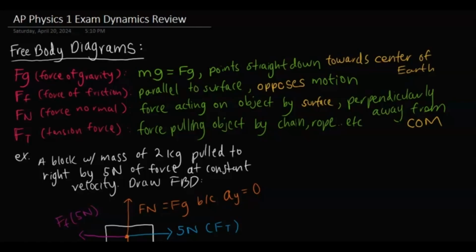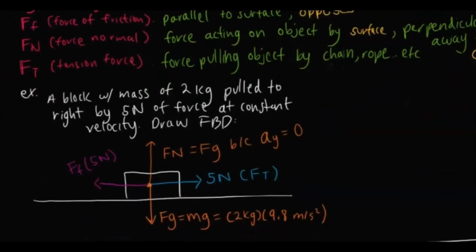Granted, you're on Earth. There's force of friction, which is parallel to the surface and opposes motion. There's normal force, which is the force acting on the object by the surface, and it acts perpendicularly away from the surface. And then there's tension force, or applied force, which is basically where a force is pulling the object by a chain, rope, or anything of those means.